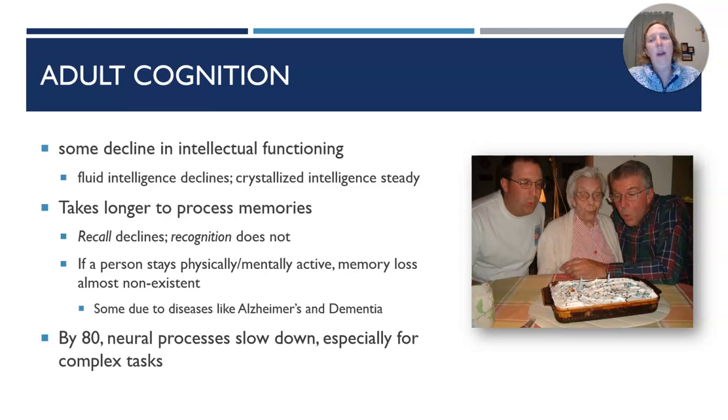We also know that it takes older adults longer to process memories. Recall declines, but recognition generally does not, meaning they might have a hard time coming up with a memory out of thin air or information out of the blue, so to speak. But when given a prompt or a cue or a hint, recognition generally is no problem.